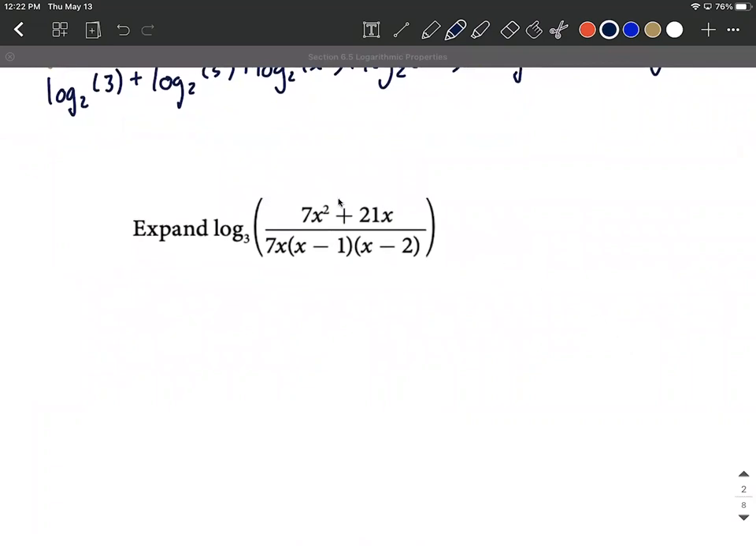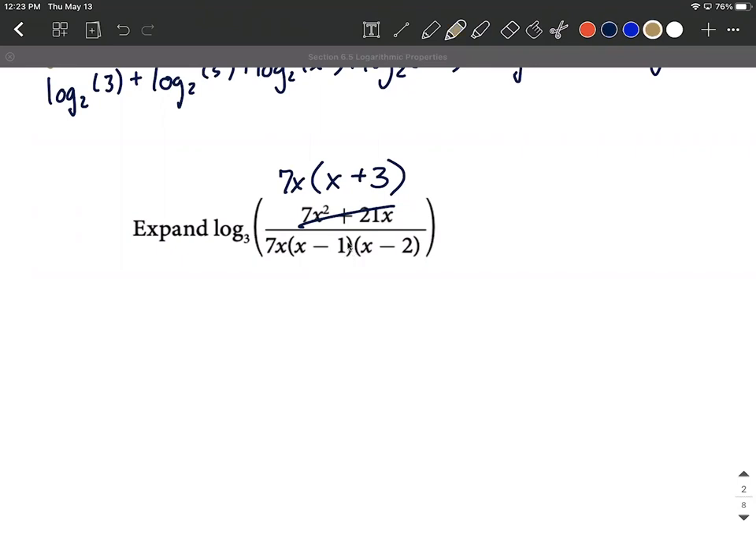First thing I see on this one is the denominator is completely factored. That numerator is not. So let's work on factoring the numerator. I believe we have a common factor of 7x. So if we remove the 7x, we have x plus 3 inside a set of parentheses, and we factored it. Okay, from here, you may say to yourself, I'm going to completely expand this out. Each one of these factors in the numerator gets its own log. It's going to be positive. Each factor from the denominator gets its own log. It's going to be negative.